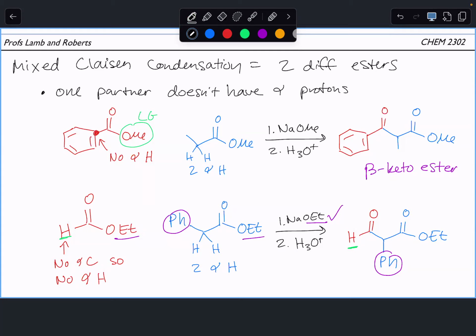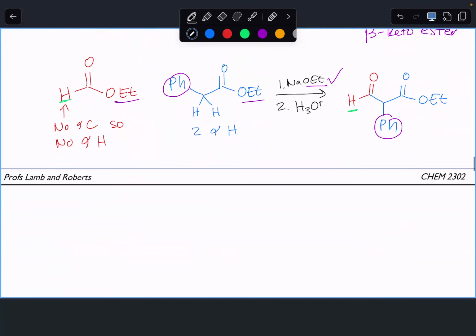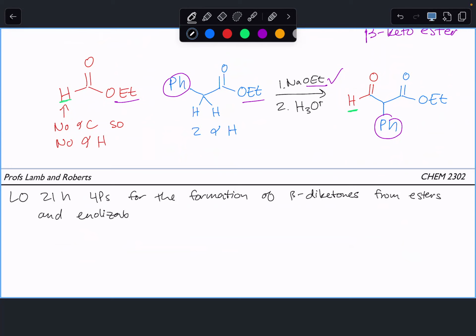Okay, the last one we're going to go through is technically a different reaction because it's not two esters reacting with each other, but again, it's very similar. So this is our other learning objective, 21H. So this is the four Ps for the formation of beta-diketones from esters and enolizable ketones. Still in 21.4.